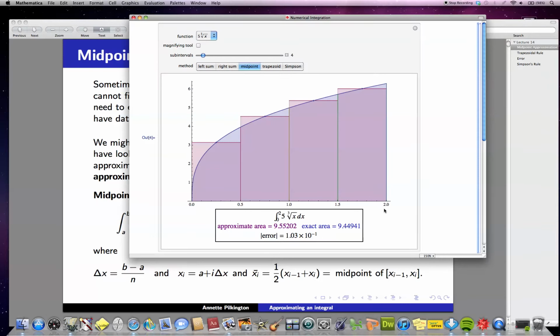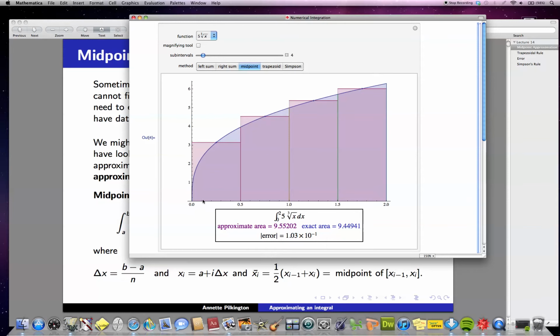Geometrically, this is what's going on. If I want the midpoint approximation to the integral from 0 to 2 of 5 times the cube root of x dx with 4 approximating rectangles, what I do is I carve this interval from 0 to 2 into 4 equal parts, and each of those subintervals has length delta x, which is 2 minus 0 over 4, where 4 is the number of approximating rectangles.